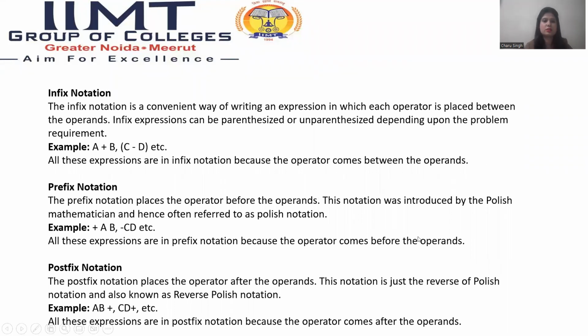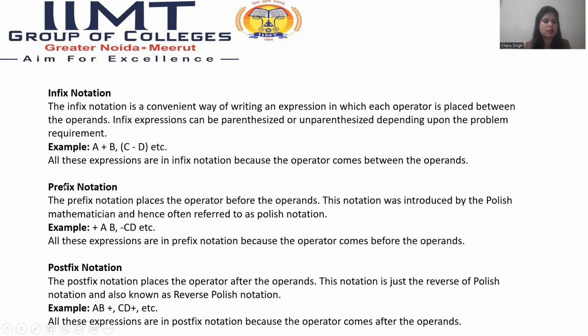Basically, infix notation is a convenient way of writing the expression in which the operator is placed between the operands. In day-to-day life, wherever we are, we basically all use infix notation. For example, a plus b, c minus d. These are expressions in infix notation because the operator is placed between the operands.